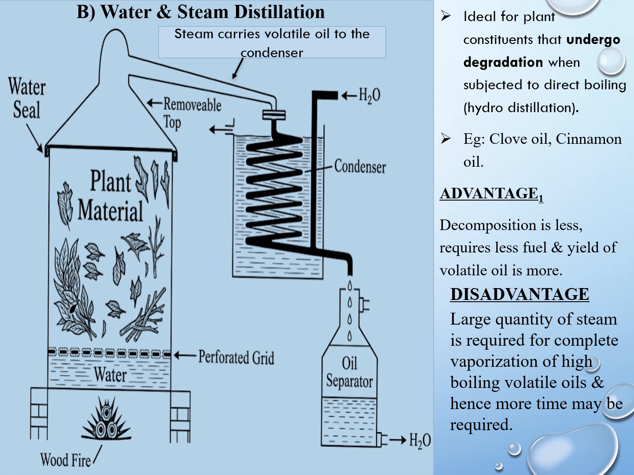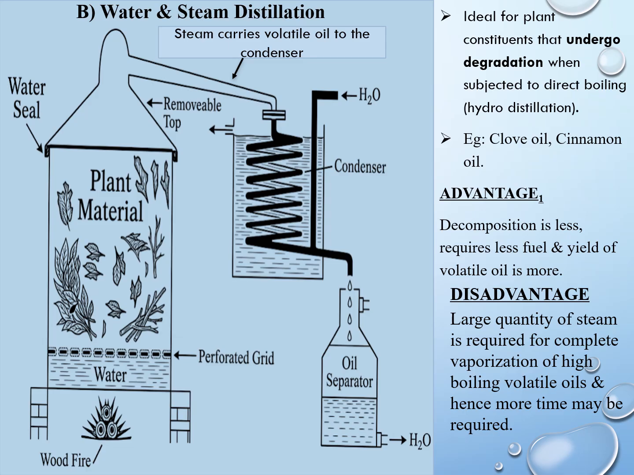But here we are not immersing the plant material in water, but we are keeping these plant materials on a perforated grid above the water. So in a closed system, the water is placed at the bottom, and above the water a perforated grid is placed, and in the grid we are placing the fresh or the dried plant material. Now we are heating the water.